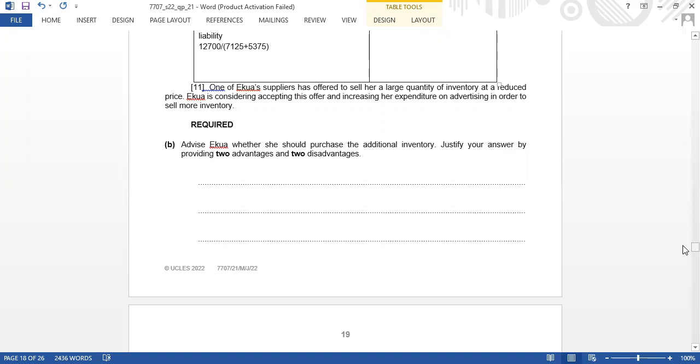But the disadvantages are, as Iqua is considering accepting this offer and increasing expenditure on advertising, that means expenses would increase as advertising expenses would increase, and the profit for the year will reduce. Demand for that type of inventory might be reduced. Inventory might deteriorate. The storage cost would increase. The holding cost will increase. The wastage cost will increase.